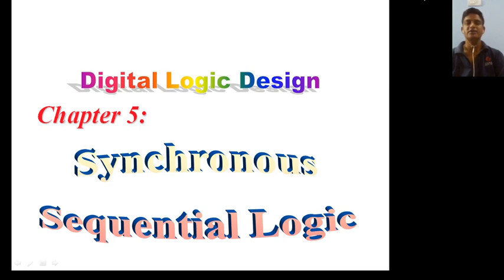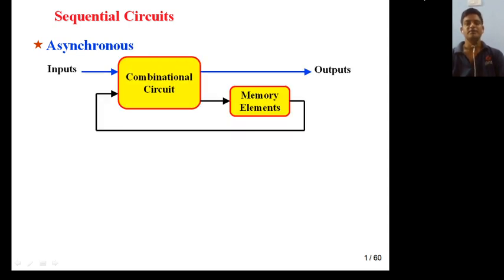Today we will discuss synchronous sequential circuit. Before that, I would like to tell you the basic difference between combinational circuit and sequential circuit. In combinational circuit, output depends only upon present inputs, not past outputs. But in sequential circuit, output depends upon present inputs as well as past outputs, meaning there is a memory element.